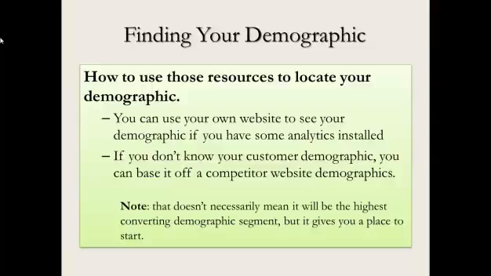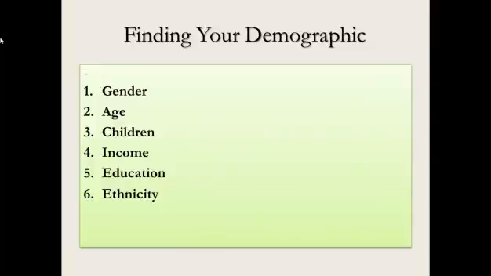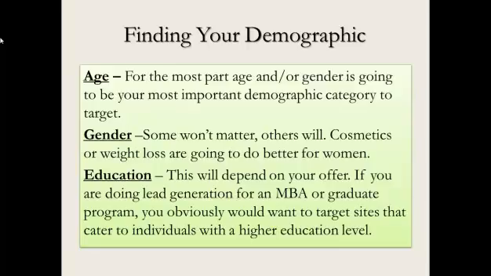Now I want to make note that just because we can get together our demographic for a particular website doesn't necessarily mean that that's going to be the highest converting segment of that demographic. We're going to get that information later, but it's still very important to get a general demographic segment together just for the website. There are 6 things that we're going to look at when it comes to demographics: gender, age, children, income, education, and ethnicity.